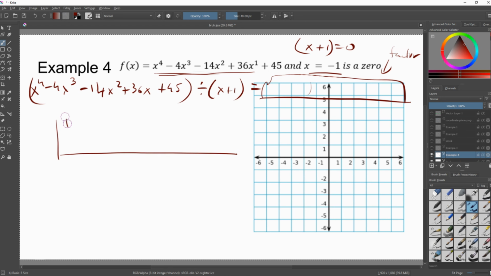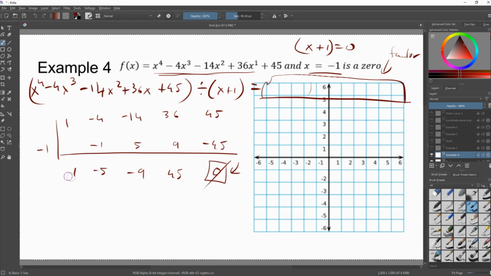So x to the 4th gives me 1. X to the 3rd gives me -4. And then x squared gives me -14. X gives me 36, and the constant is 45. And then I put a -1 out here, because x is equal to -1. So I drop the 1 and multiply, I get -1. Add these, I get -5. Multiply these, I get +5. Add them, I get -9. Multiply, I get +9. Add together, I have 45, and multiply, I get -45. Add that, you get 0. So 0 is the remainder.